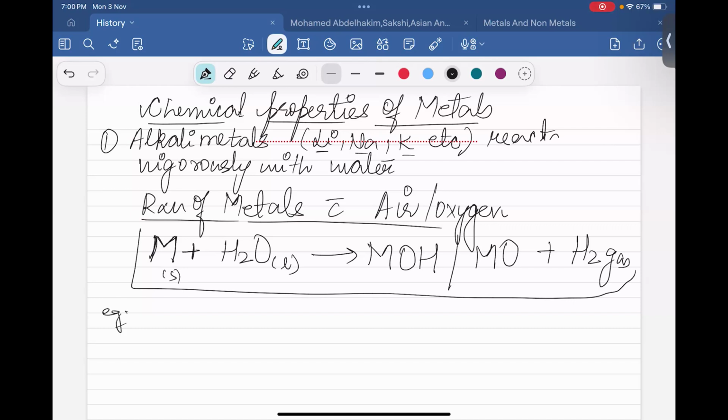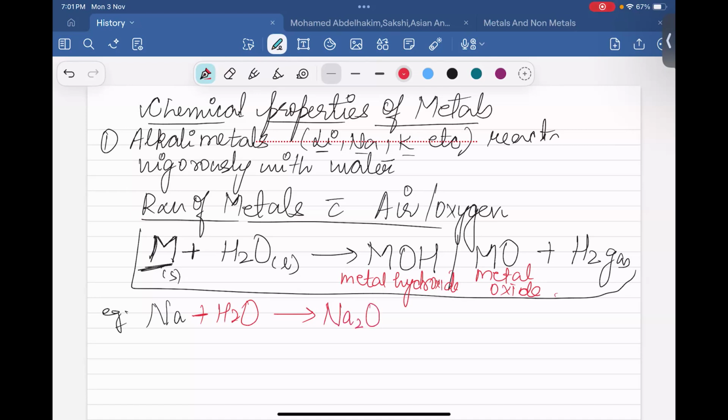For example, I am taking any metal like sodium, and I am reacting it with water. What will we get? We will get metal hydroxide. MOH is metal hydroxide, and MO is metal oxide. Then after reacting with this, we will get metal oxide, meaning Na2O. This sodium will combine with oxygen and H2 will be released.